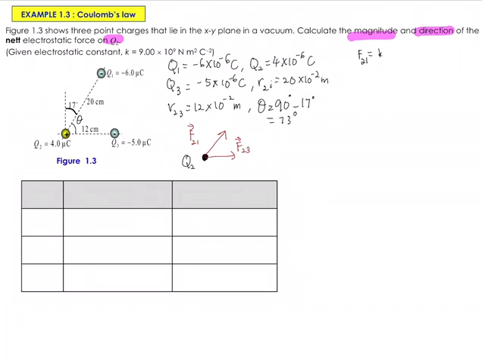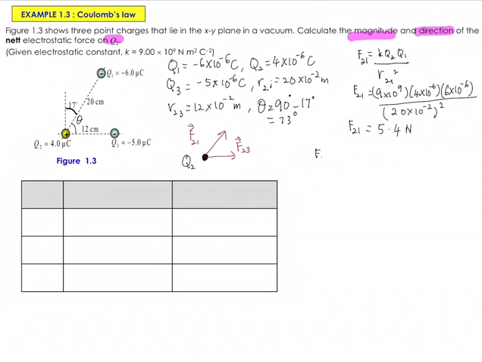F21 is k Q2 Q1 over R21 squared. F21, substitute value: 9 times 10 power of 9, Q2 4 times 10 power of negative 6, and then Q1 is negative, then you don't have to write down the negative, just take the magnitude 6 times 10 power of negative 6, divide by R21, which is 20 times 10 power of negative 2 squared. F21, you calculate it and you will get 5.4 Newton.